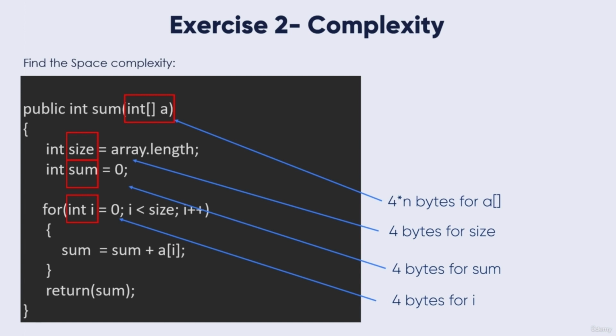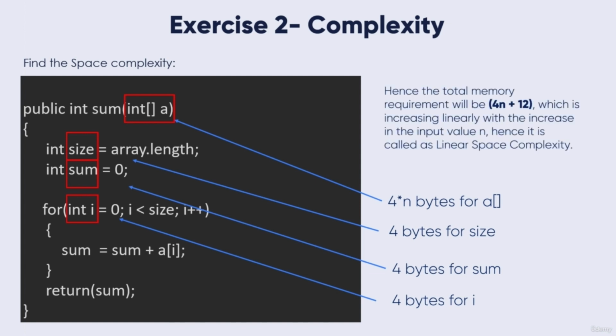And the trick in this question is the int array. When you see an int array, you have 4 bytes for the int and n for the length of the array. So we have 4 times n bytes for the whole int array. Hence, the total memory requirement will be 4n for the array plus 12 for the other integers, which increases linearly with the increase in the input value of n. Hence, it is called linear space complexity.